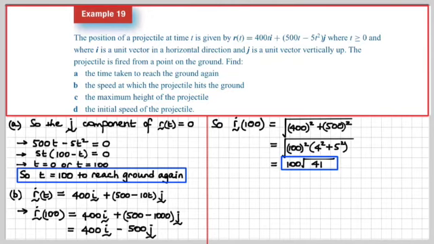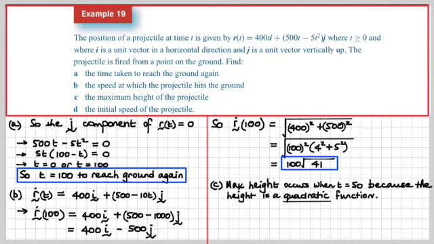So there we go. Now, part C, the maximum height of the projectile. Now that's an interesting one. What about you give that a little bit of thought, pause the video and see how you think you might do that. Okay, how did you go?